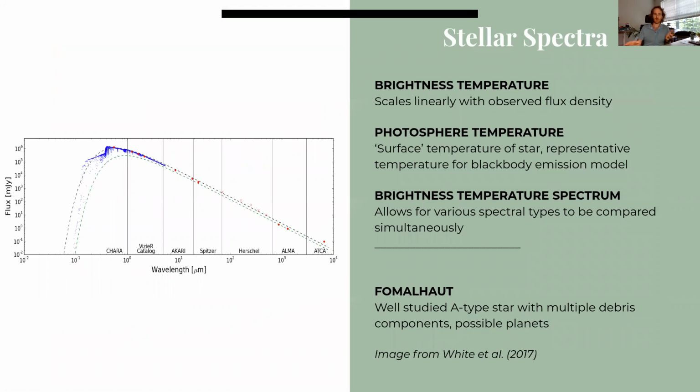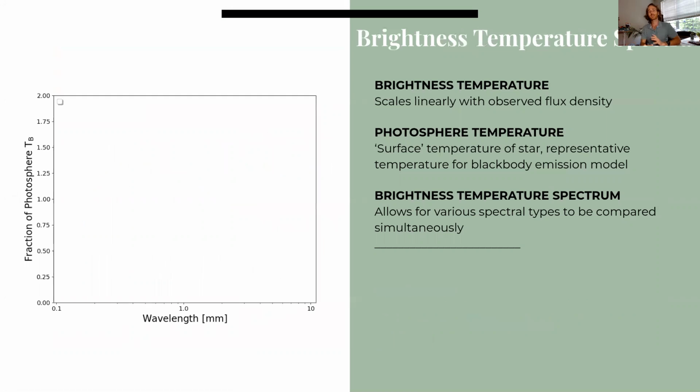So typically when you think of a stellar spectra, you think of this sort of a plot, it spans orders of magnitude, and it's really hard to compare different types of stars. So let's think about something a little bit different. And this is a brightness temperature spectra. If we take the observed brightness temperature of a star and then normalize it with the photosphere temperature, we can compare different stars at the same time.